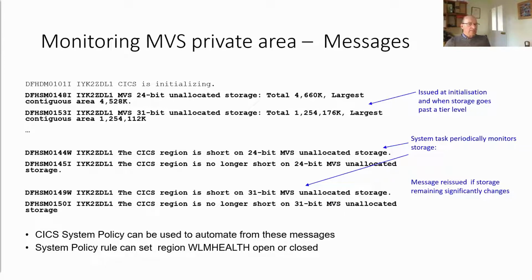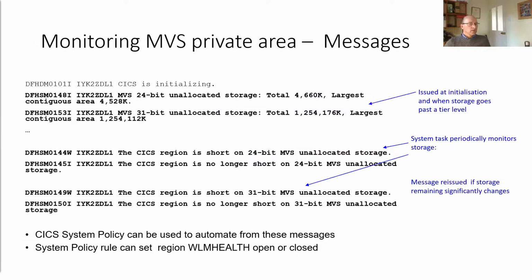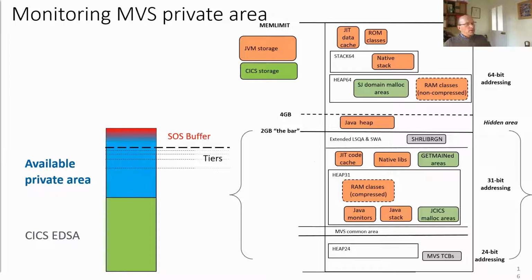And then the system task will periodically monitor storage. Just going back, we can see that that runs by default at 60 seconds. And it will tell us when the region goes into short on storage, being when the allocated storage goes into the SOS buffer. So see the black dotted line is the SOS buffer, and once the allocated storage, so once the sum of the CICS, EDSA and all the other components goes up to the dotted line, we'll start issuing messages.